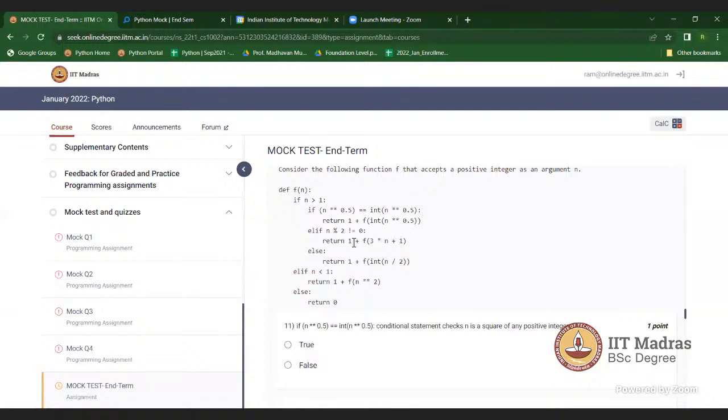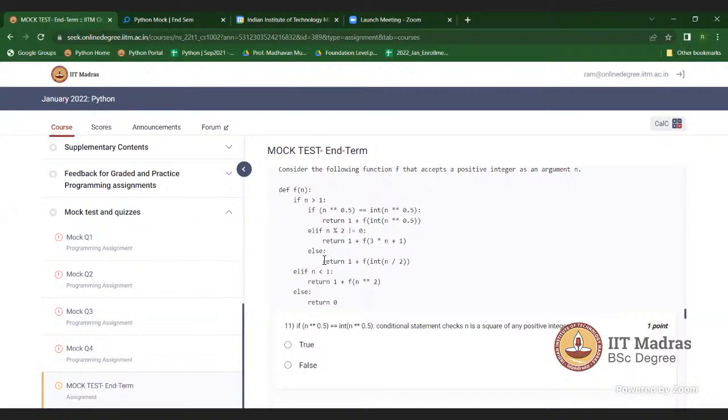So which basically means it will be 4 plus f of 5 times 3 is 15 plus 1, 16. So it's going to be 4 plus f of 16, right? Now 16, we know that 16 is equal to 4 squared, so it's going to give 1 plus f of 4. So we'll have 5 plus f of 4, and f of 4 will be 1 plus f of 2. So we will have 6 plus f of 2, right?